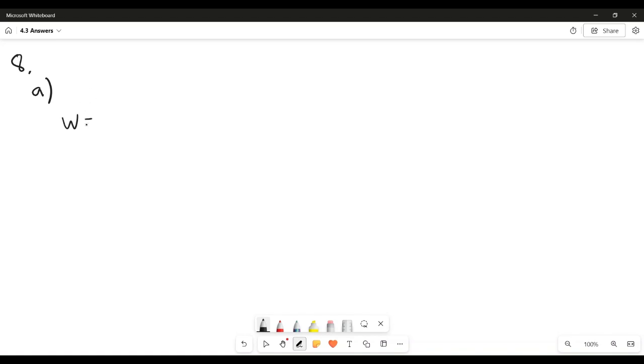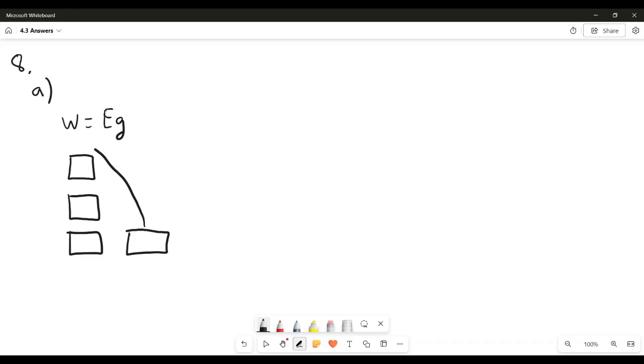So it's asking for the work, and so work is always equal to the gravitational potential energy. And so let's say we had boxes. We had these three boxes stacked up here, and you want to put this one box all the way up here. How would you model the gravitational potential energy? Well, to do so, we know that the gravitational potential energy is equal to the mass into gravity into the height.